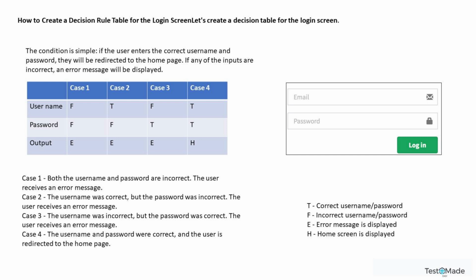Case 1, both the username and password are incorrect. The user receives an error message. Case 2, the username was correct, but the password was incorrect. The user receives an error message. Case 3, the username was incorrect, but the password was correct. The user receives an error message. Case 4, the username and password were correct, and the user is redirected to the home page.